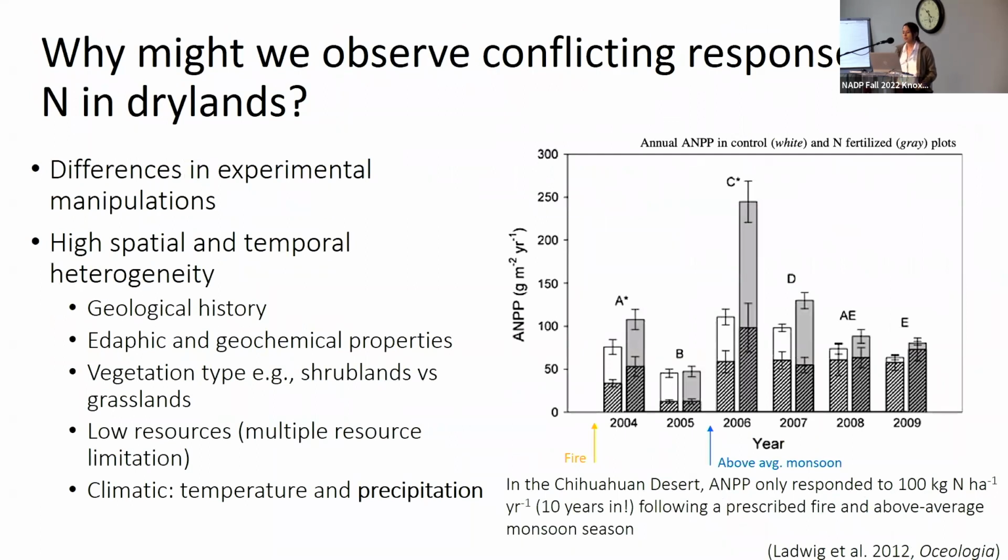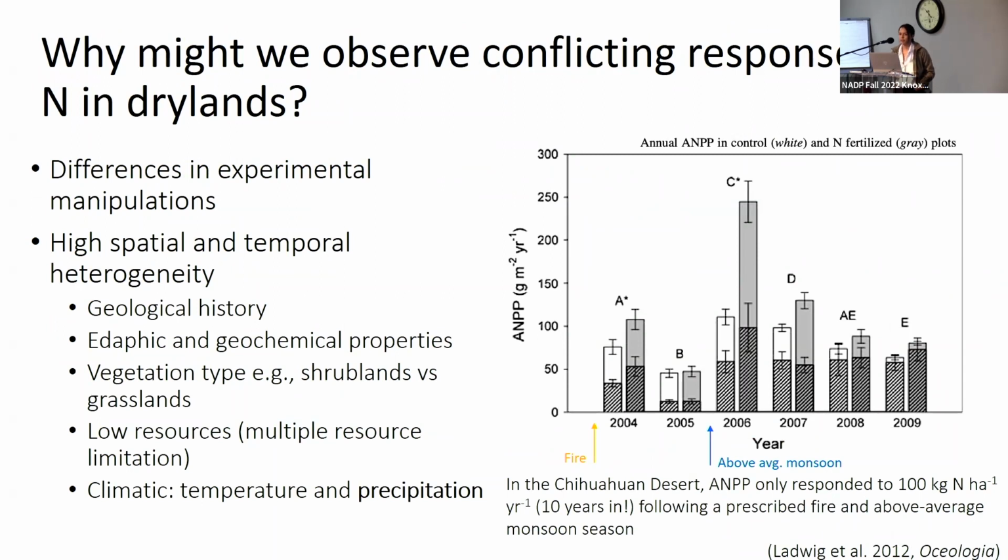Conflicting responses between studies may be due to a variety of reasons, such as differences in experimental manipulation, like the amount of nitrogen that they're adding, how long the experiments are running, even the frequency of nitrogen throughout the year that they're adding it in.